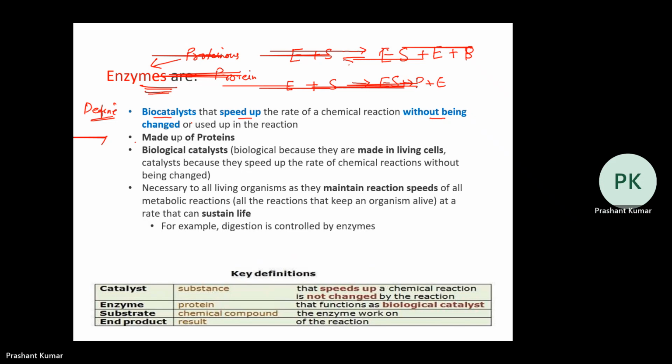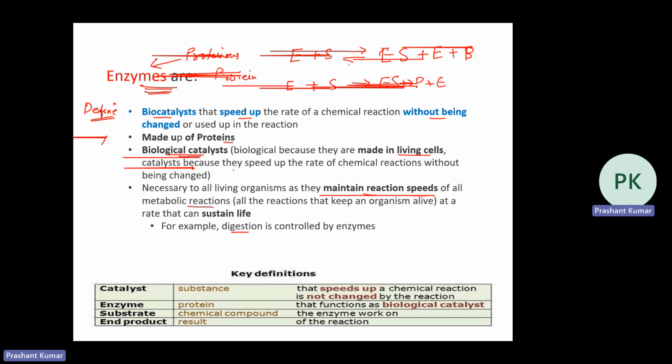Okay, so next point says it is made up of protein. So yes, we know that all enzymes are made up of protein, but all proteins are not enzymes. So we have to understand this very important thing. Why are we calling them a biological catalyst? What is the meaning behind this? Because it is found in the living cell. That is why we are calling them biological catalyst. And why is it necessary? Because it maintains the chemical reactions in the cell, all metabolic reactions. Example, digestion.